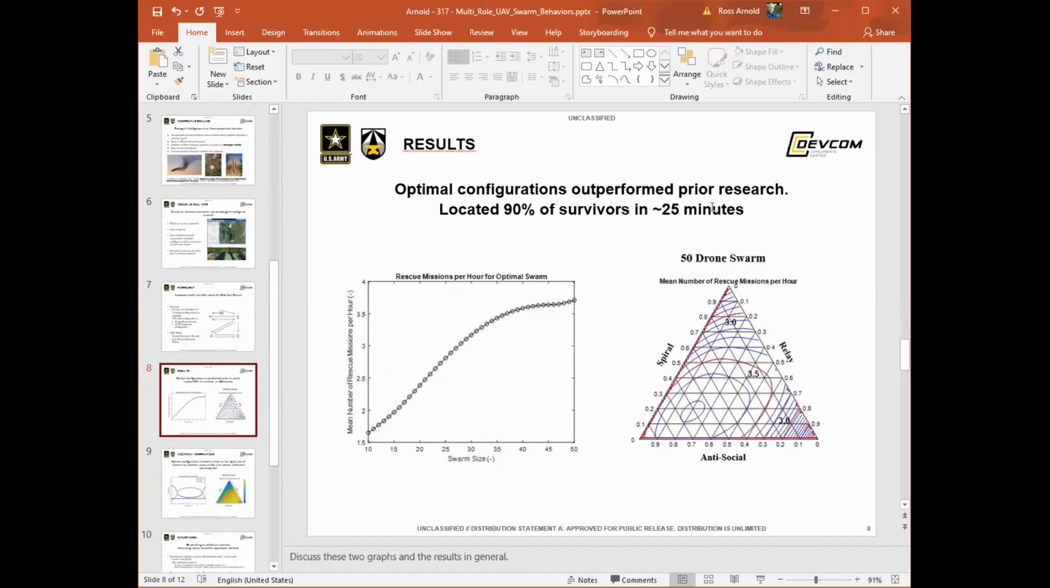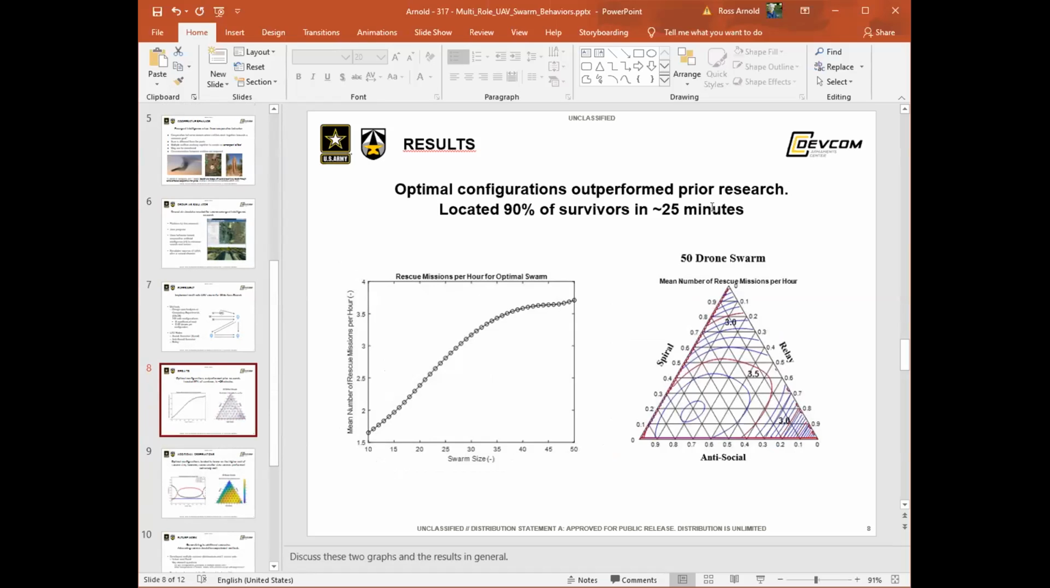So what we found was that the optimal configurations highly outperformed our prior research. We were able to locate 90% of survivors in 25 minutes. Previously, we got to about 45 minutes with our optimal configuration. So we almost cut that time in half.